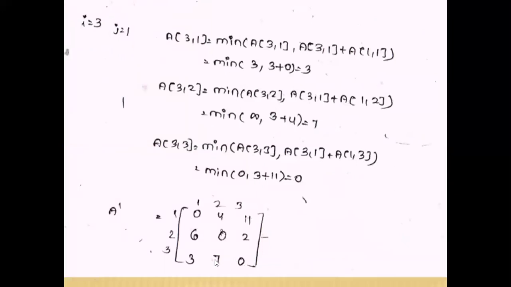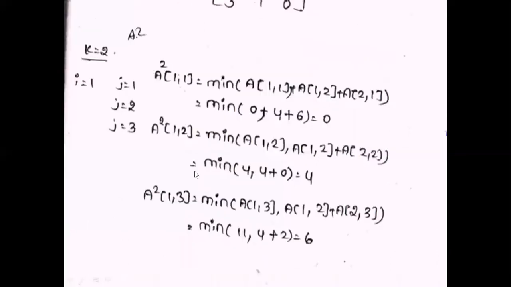So 7. The first matrix, that is A power 1, represents the shortest path from I to j through intermediate vertex 1. Through intermediate vertex 1, not intermediate vertex 2; only intermediate vertex 1 is calculated. Next, A square means you are finding the shortest path from I to j through intermediate vertex 2.